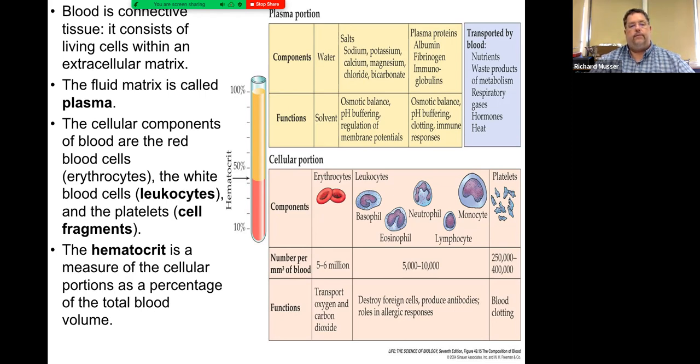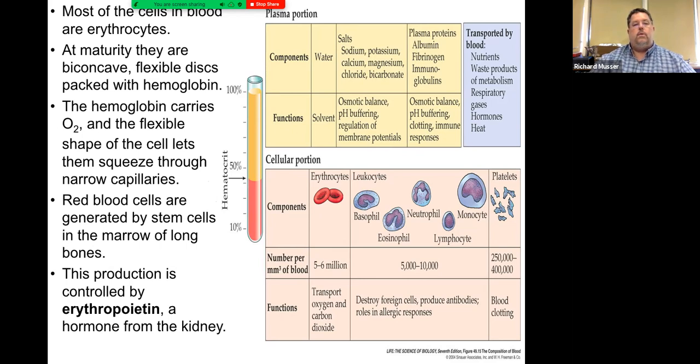Again, the plasma is the fluid matrix. Most of the cells in the blood are erythrocytes. Again, they're biconcave, flexible discs, and they're just packed with hemoglobin. In fact, they even eject the nucleus in the formation of hemoglobin. So initially, the new cells that have been made in the bone marrow will actually have a nucleus, but eventually that nucleus is either disintegrated or rejected, and it ends up just being one big bag of hemoglobin. I think it lasts about 7 months and then gets broken down, I believe, by the spleen, but I can double check that in a moment.